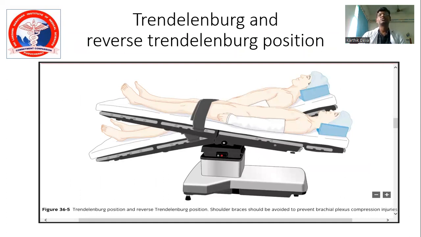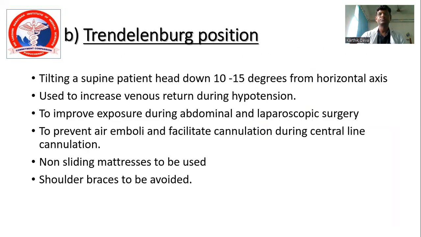Trendelenburg and reverse Trendelenburg position. In this Trendelenburg and reverse Trendelenburg position, the head is placed down or upside. So due to this position, the patient may fall from the table. However, shoulder braces should be avoided to prevent brachial plexus compression injuries. First, we see the Trendelenburg position.